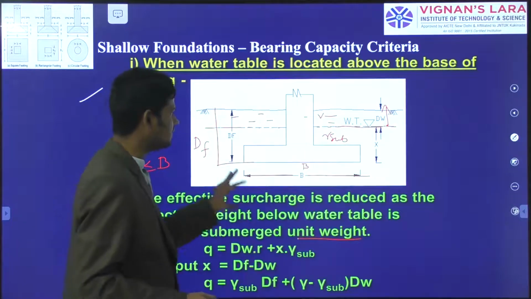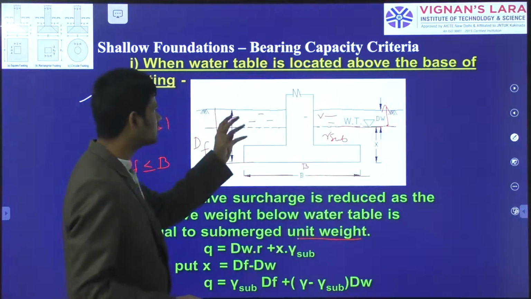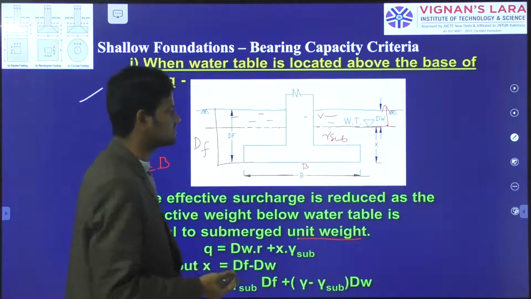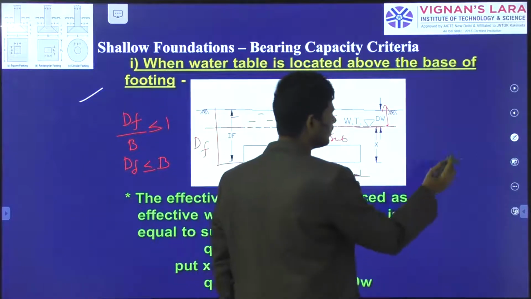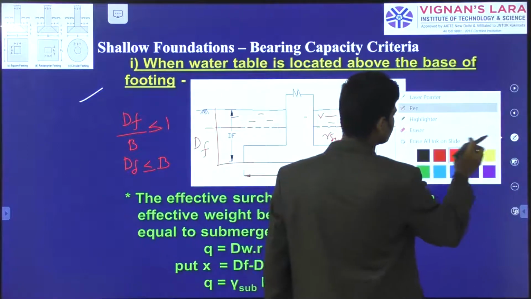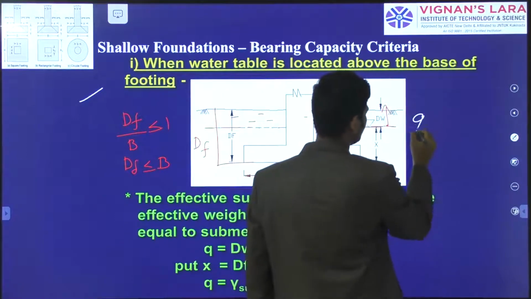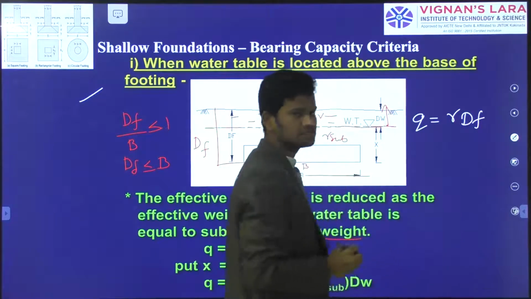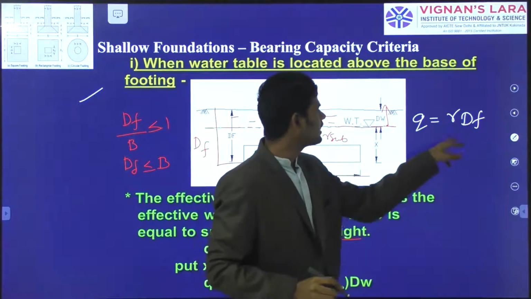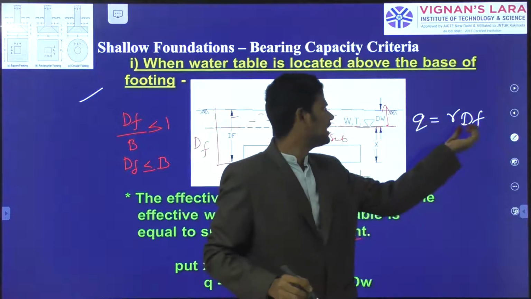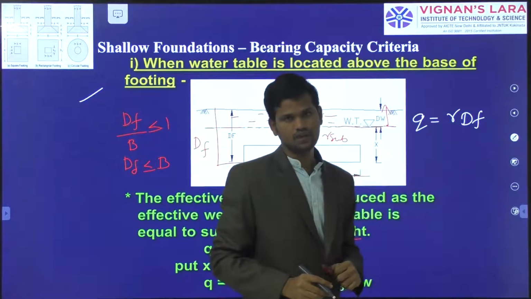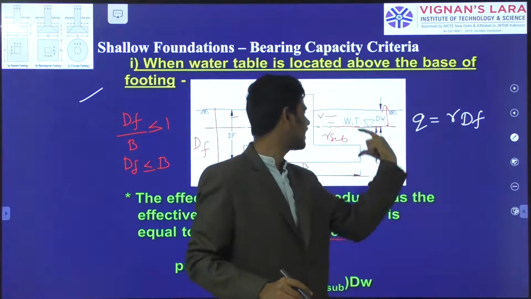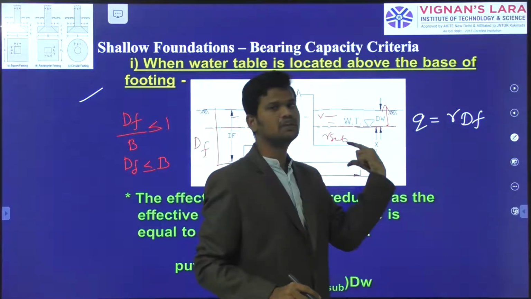Hence for this condition, first we calculate the surcharge pressure of the soil mass. The surcharge pressure we have already explained. We take the surcharge pressure q equal to gamma into Df, where Df is the depth of the foundation and gamma is the unit weight of the soil mass throughout the depth of the foundation.